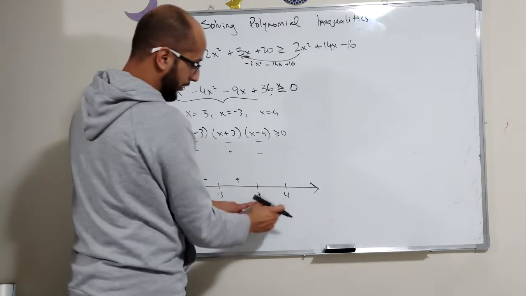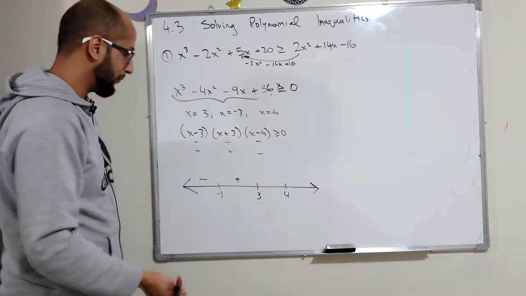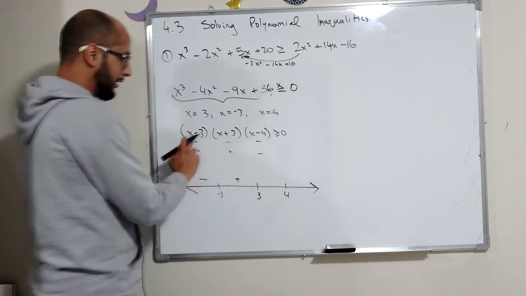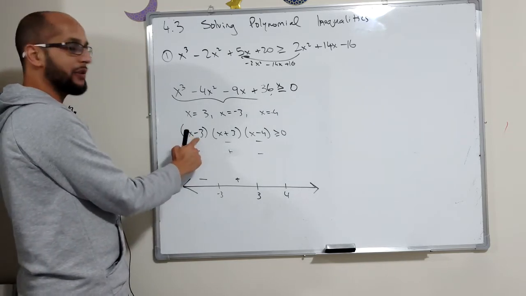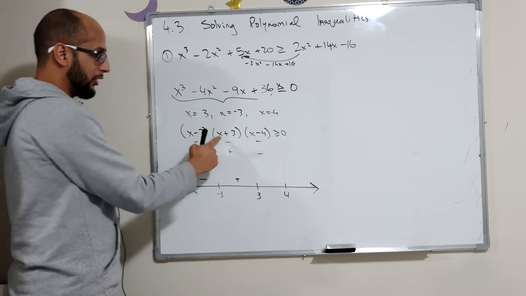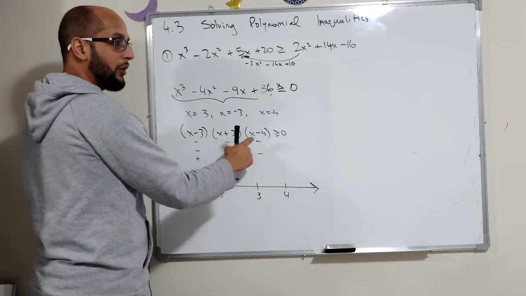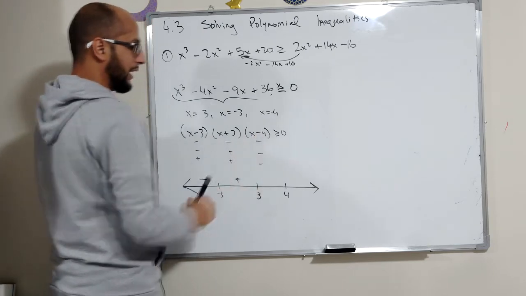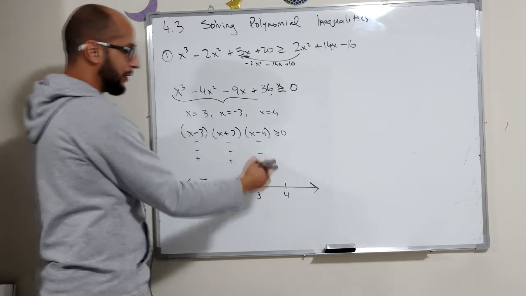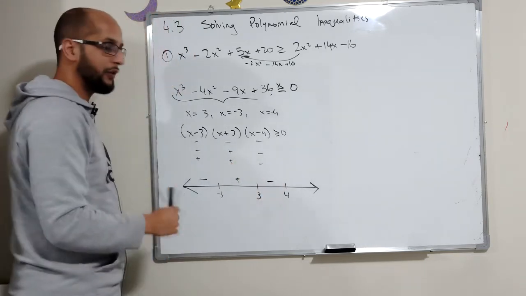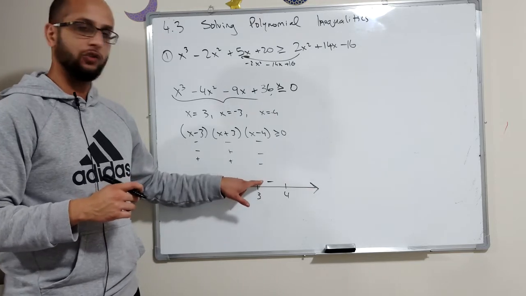Next step, between 3 and 4, I'll use a number like 3.5. So if I choose 3.5, 3.5 minus 3 is positive because 3.5 is bigger than 3. 3.5 plus 3 is also positive. 3.5 minus 4 would give me negative. So positive times positive is positive. Multiplied by the negative will give me a negative value. For all x values between 3 and 4, the y values will be negative.